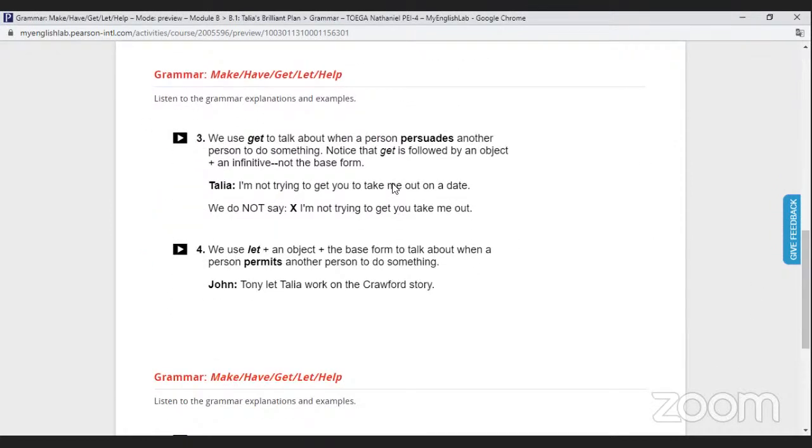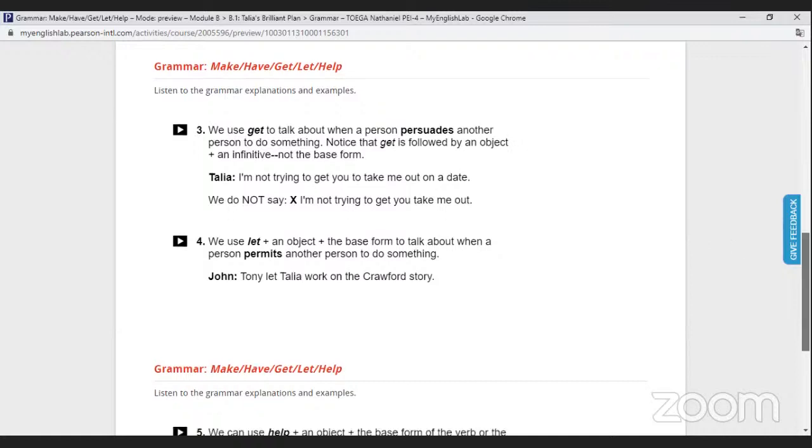Number three, we have this. We use get to talk about when a person persuades another person to do something. Notice that get is followed by an object and an infinitive, not a base form. Like the example, I'm not trying to get you to take me out on the date, right? Okay, yeah, as we were saying with get, we persuade another person to do something for us.